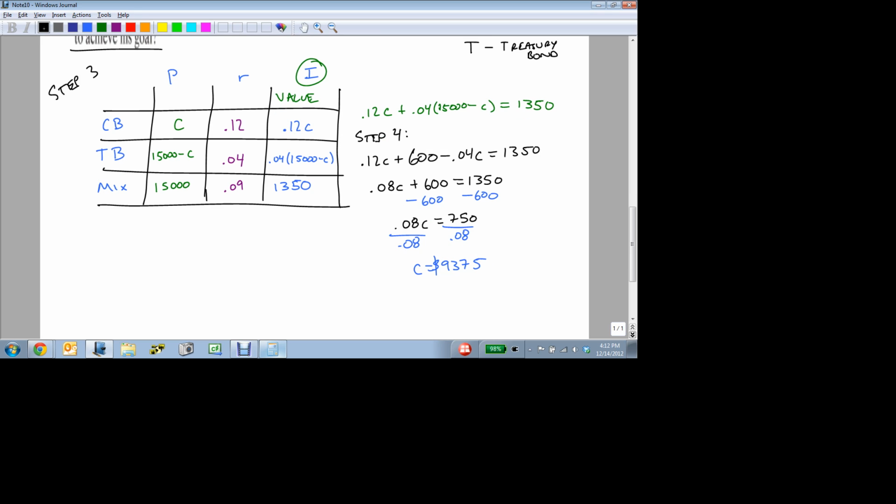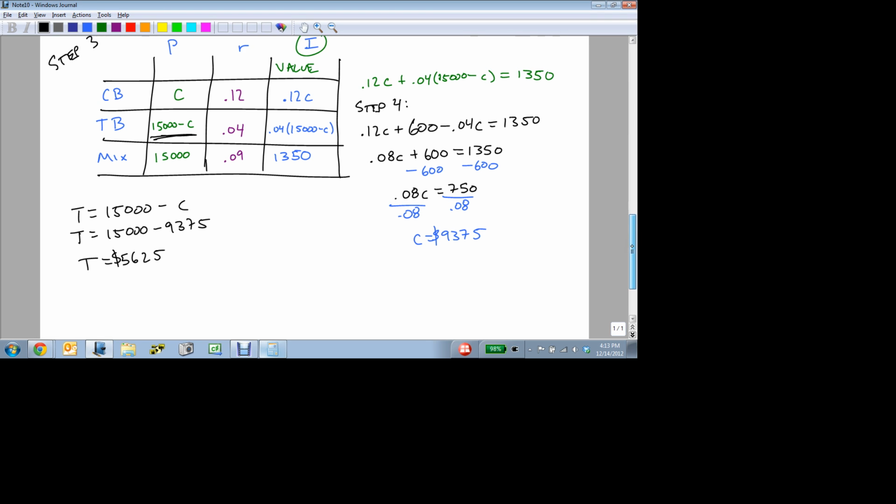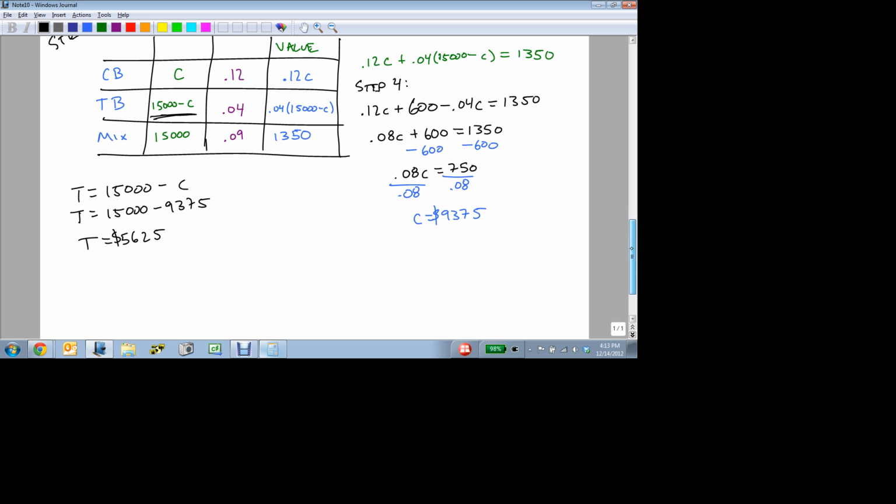Now that we know C, we know that T, remember this right here, is 15,000 minus C. So T is 15,000 minus 9,375. And that's going to give us 5,625. So I now know C and T. That's step 4. Step 5, we need to make sure that two things are true.